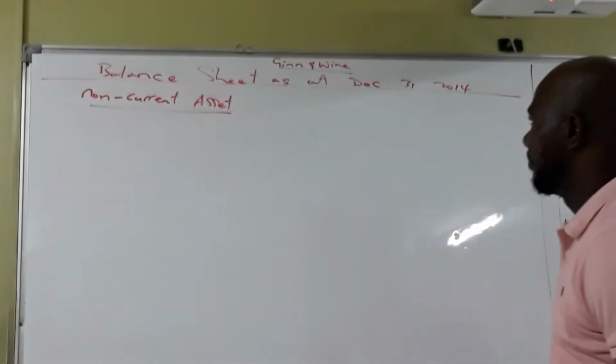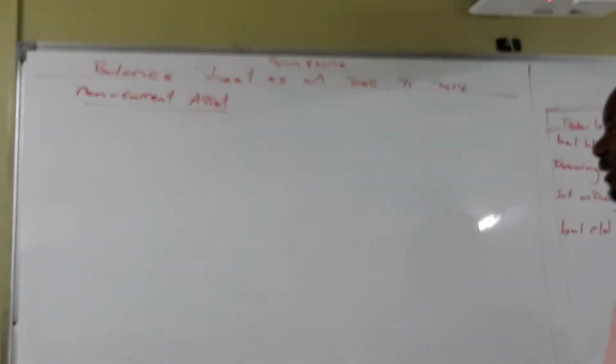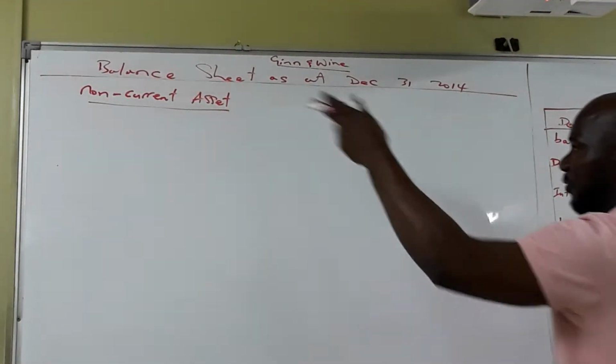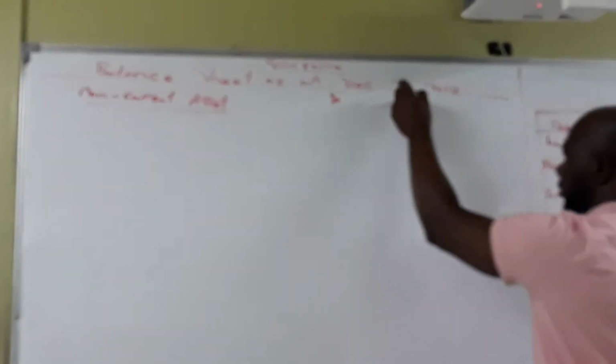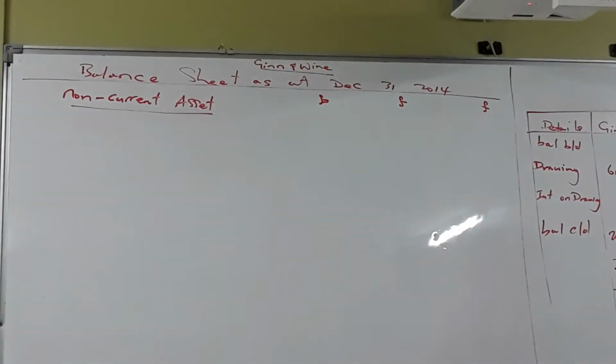Alright, we're now looking at the balance sheet as it relates to the question. We're starting off with our non-current assets. Again, it's a 3-column balance sheet. So our non-current assets.